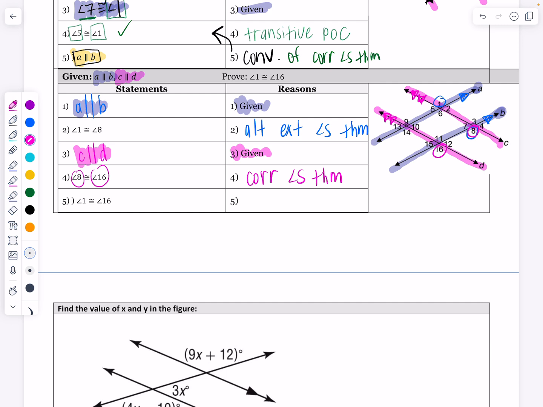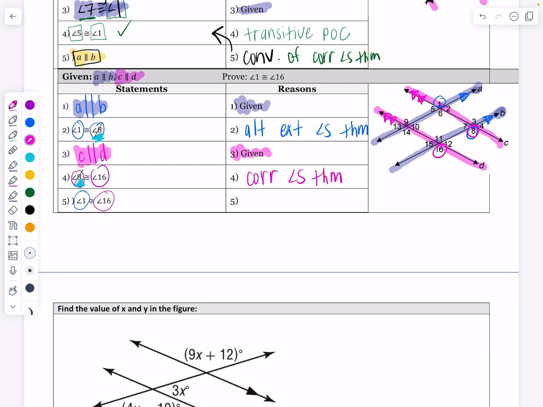Okay, now watch the flow of this. Ready? 1 is congruent to 8, middleman. And 8 is congruent to 16. So transition out your middleman. What do we know is congruent? Angle 1 is congruent to 16.